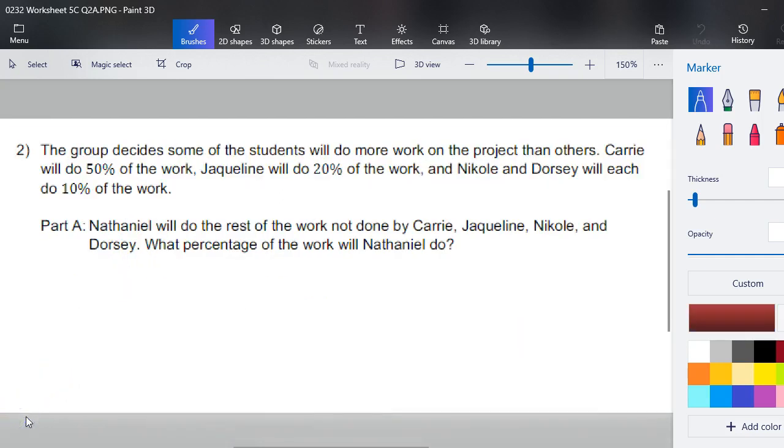If you haven't already, go ahead and hit pause and go complete at least part, if not all, of question 2, and then come back and we'll work on it together.